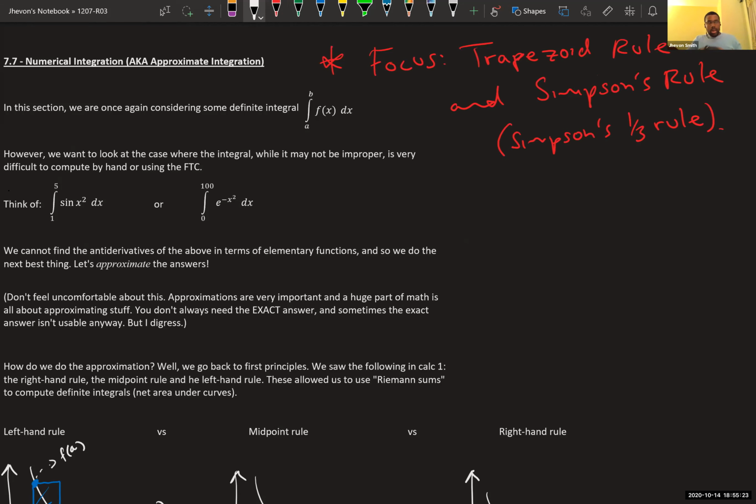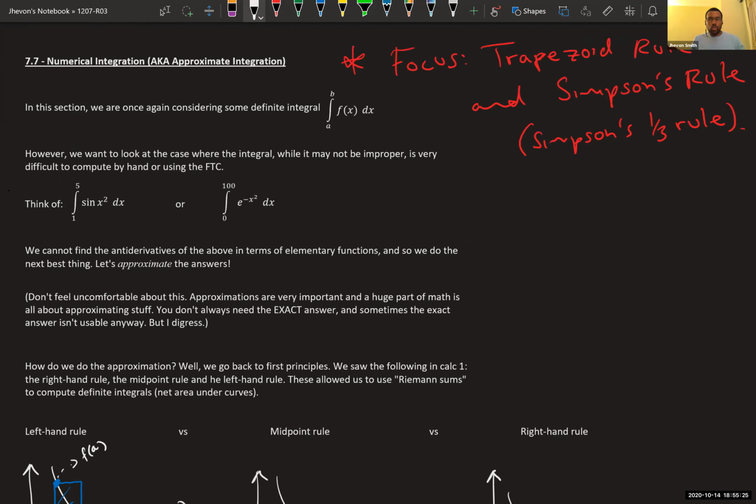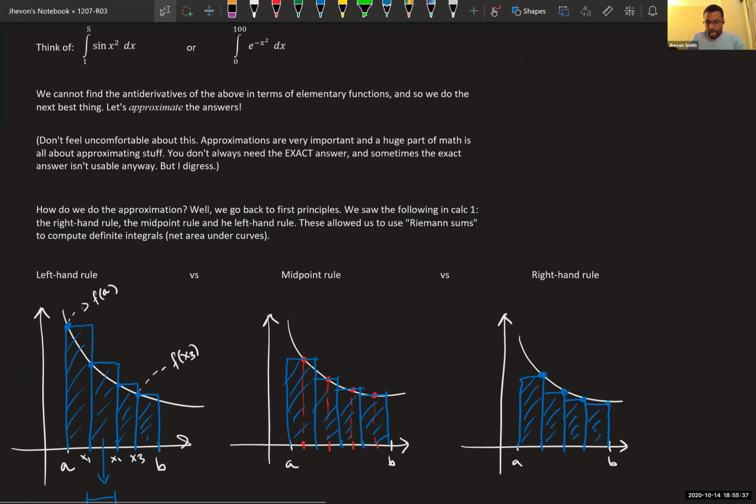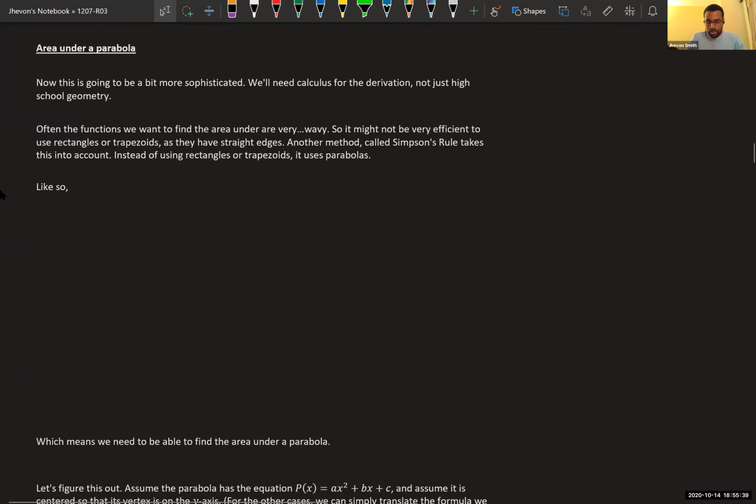Now if your curve is wavy, you might wonder, why am I using a shape that has straight lines at all? Why should I use a rectangle or a trapezoid? Maybe I should use something that curves. And when you start to think, okay, let's use a bunch of parabolas, that's what leads to Simpson's rule. I'm going to derive that for you tomorrow.